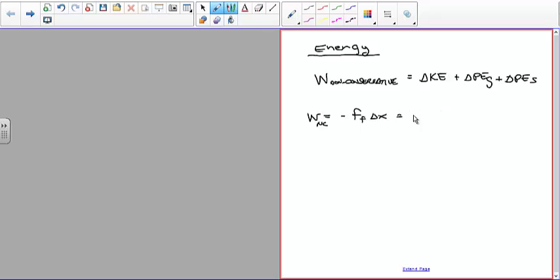Now the friction force is going to be equal to the normal force times the coefficient of friction. And the normal force is equal to the y component of the weight. So if you're on a flat surface, these are the same thing, but if it's on an inclined surface, then you have to take into account the angle. Okay, so the work is the force times the coefficient of friction times delta x.